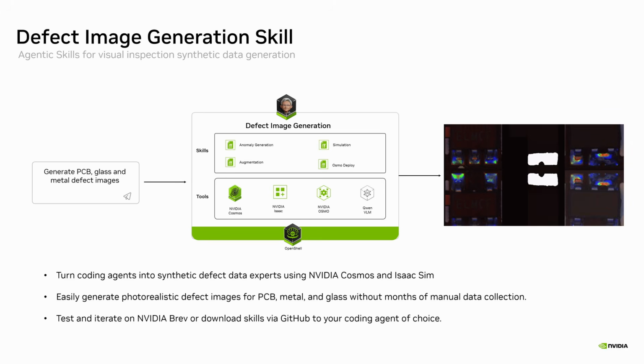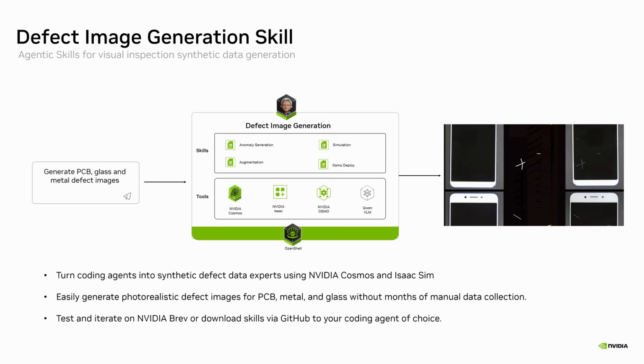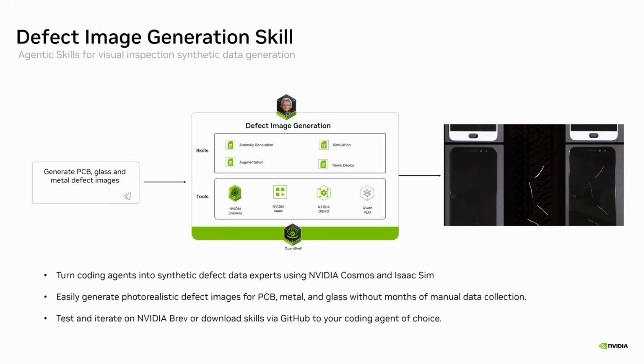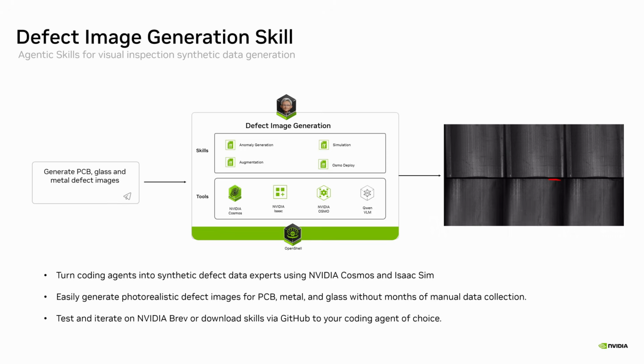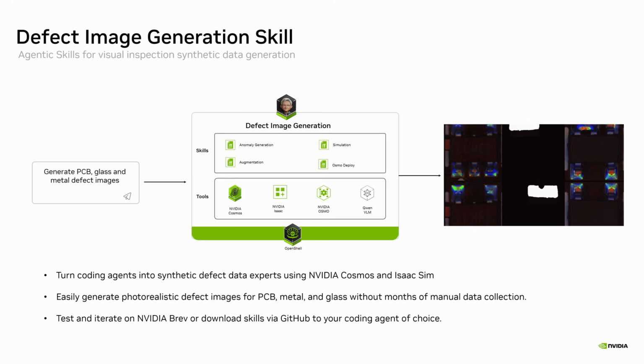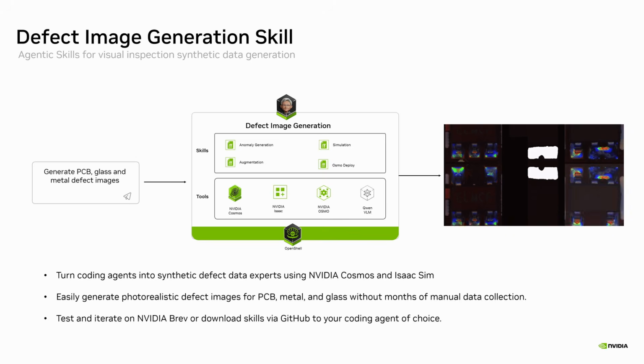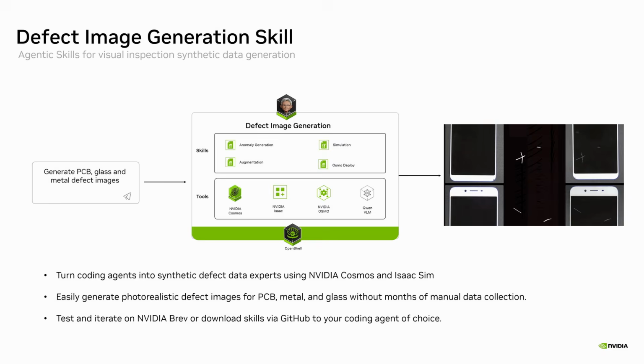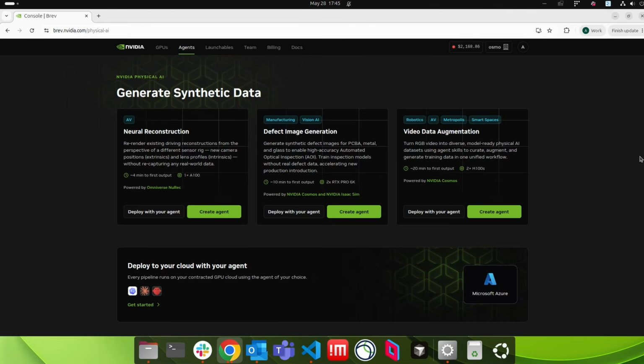With the synthetic data generation agent we'll show today, we'll be able to turn months of data collection and labeling into just a few hours of compute. In this walkthrough, I'll cover how you can get set up with your own agent to generate anomaly images with just a few prompts. To get started or follow along, head to brev.nvidia.com/physicalai. Here you'll find the Defect Image Generation Launchable, which provides a quick and easy way to get started with the skills.